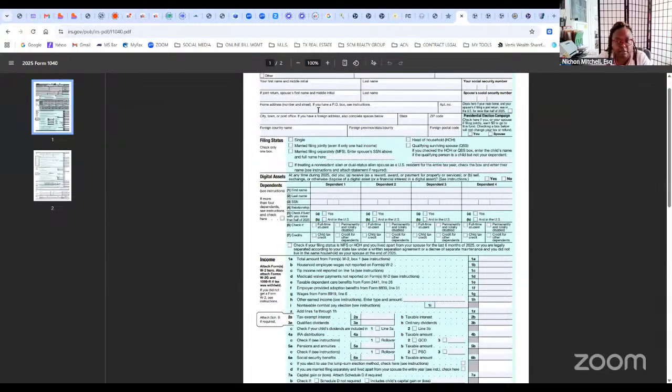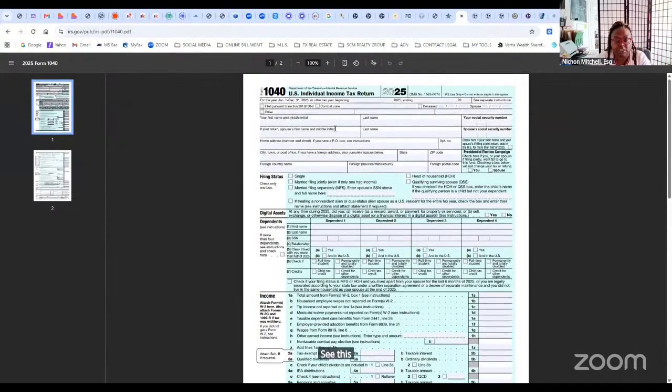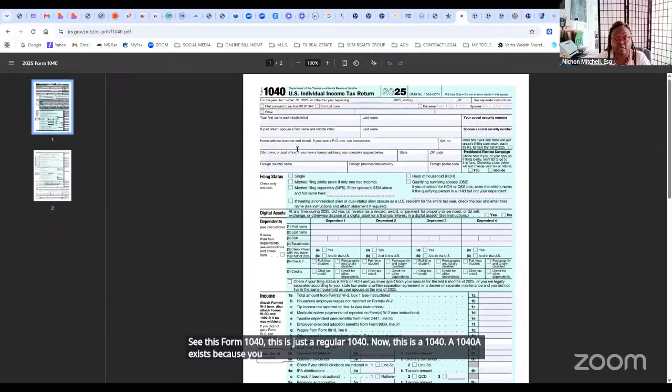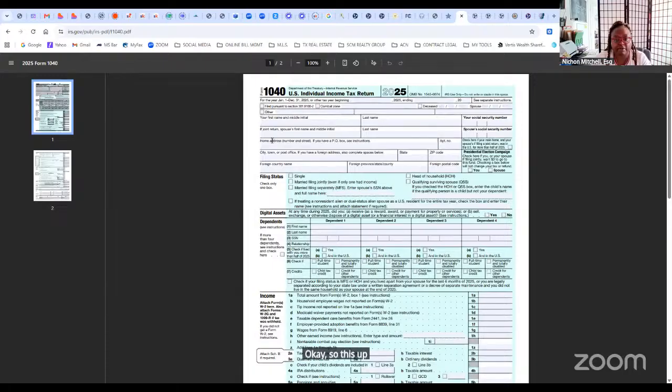Okay. See this Form 1040? This is just a regular 1040. A 1040A exists because you got amendments. You have attachments to it, like a Schedule C. That's what you report your small business on, a Schedule C. Okay, so this up here is just demographic information.